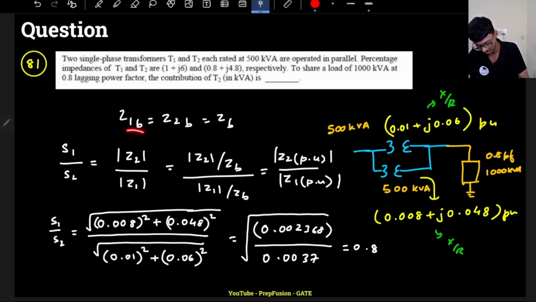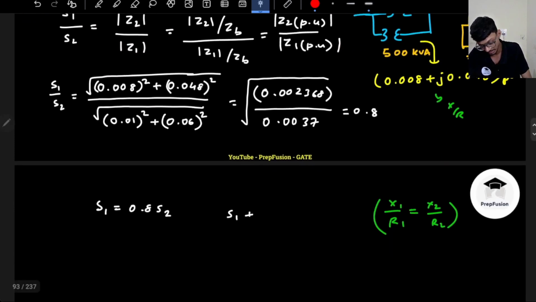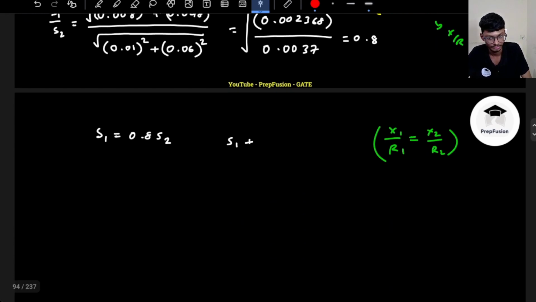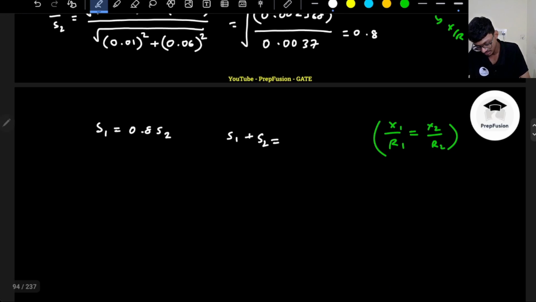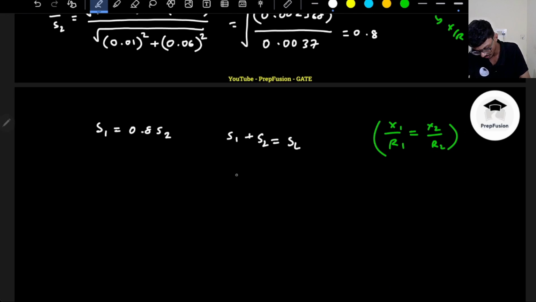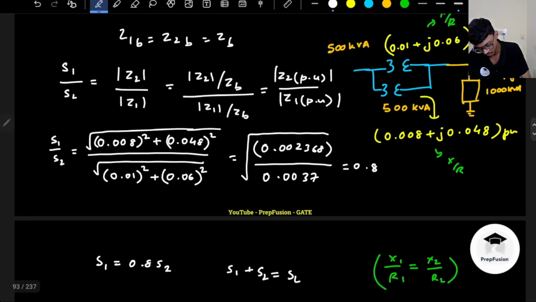You cannot directly replace it. Actually they were absolute values, but I divided by Z base because both are the same here. The ratings are the same and the voltages are anyway the same, so that is why I can do this simplification. Otherwise you would not be able to do this. Remember this, got it? So S1 plus S2 is equal to SL, that is 1.8 S2 is equal to SL. What is SL? SL is 1000 kVA.